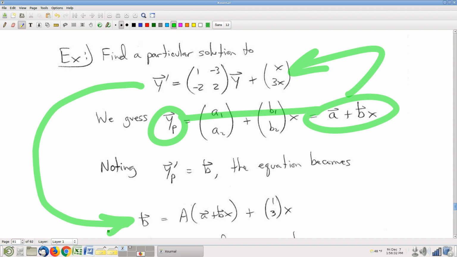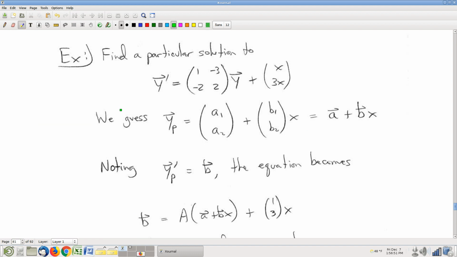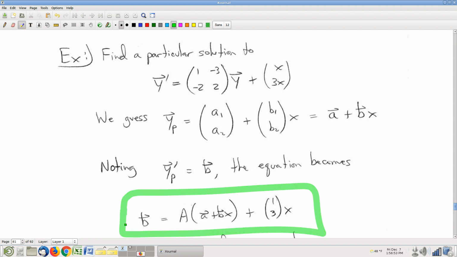The derivative of that guess is the B vector. We've got this matrix that I'm rewriting as just A times our guess plus our G. So the equation becomes this, and now I can just focus my attention on this. Can I solve that equation? And keep in mind, I want to solve this equation for all values of x. That means this equation has to hold for all values of x.